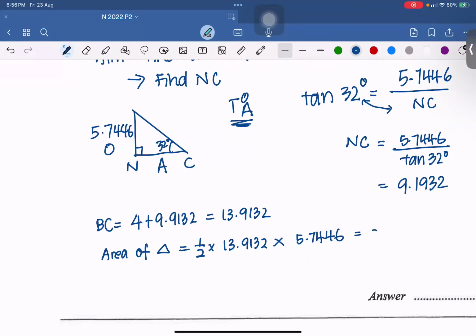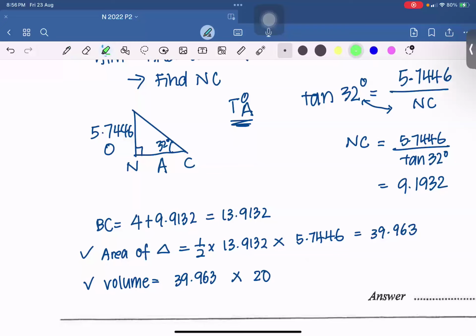I got 39.963. Okay, round it off, 5 feet. Then after I found my area already, finally, I find the volume of the prism. Take the base area or cross-section area, 39.963 times the length, which is 20. This one is my area.